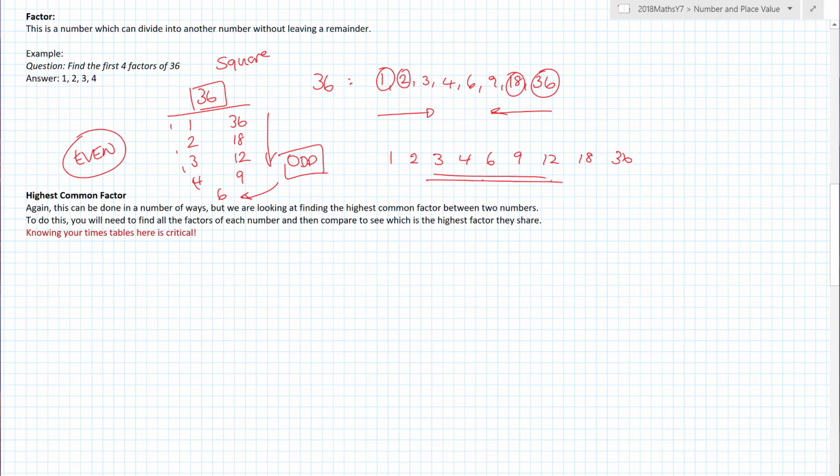Now you might turn around and say, well, hold on a moment, why didn't you write all of the factors? Why did you only write 4? Well, because the question said, find the first 4 factors. Always a good idea to read the question, always.